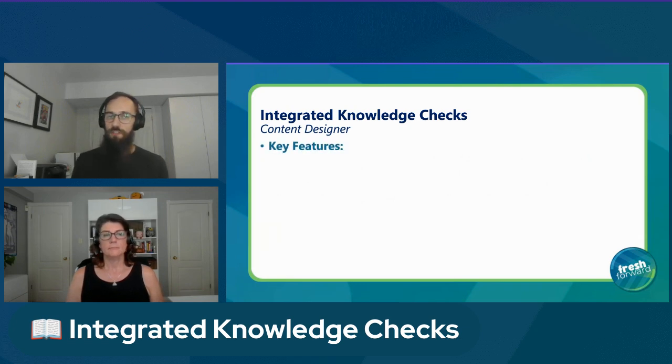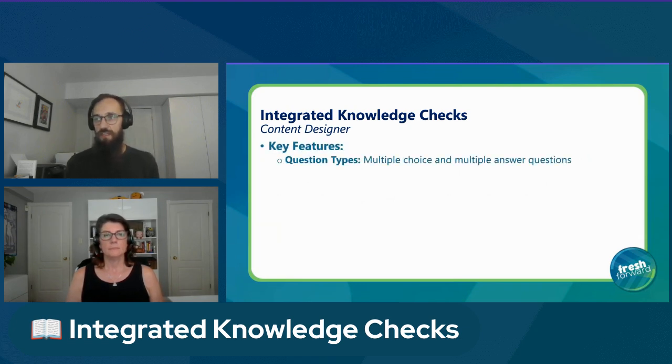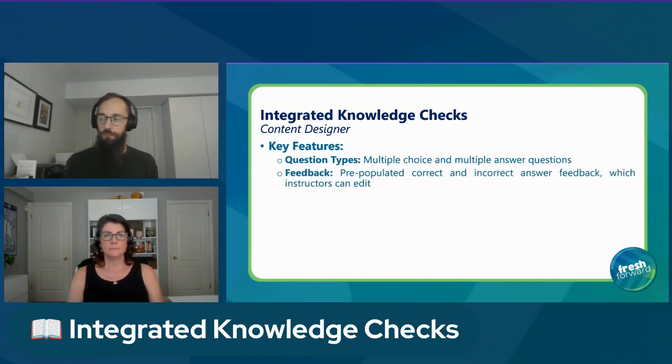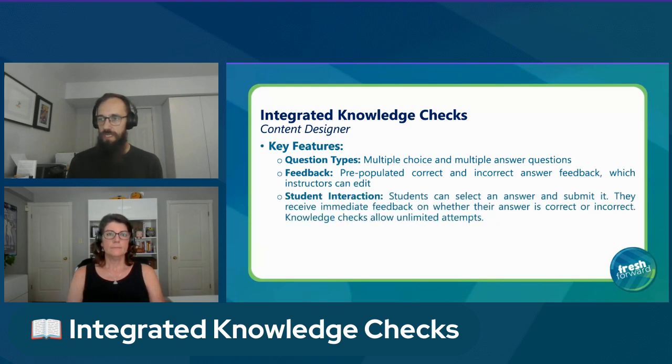Key features for this knowledge check is that it allows for multiple choice and multiple answer questions, not true falses, not open answers, but just multiple choice. Feedback is pre-populated, but you can also edit that, and we're going to show you what that looks like in this video. For student interaction, students can select an answer and submit it. They get immediate feedback on whether their answer is correct, and it also allows for unlimited attempts.